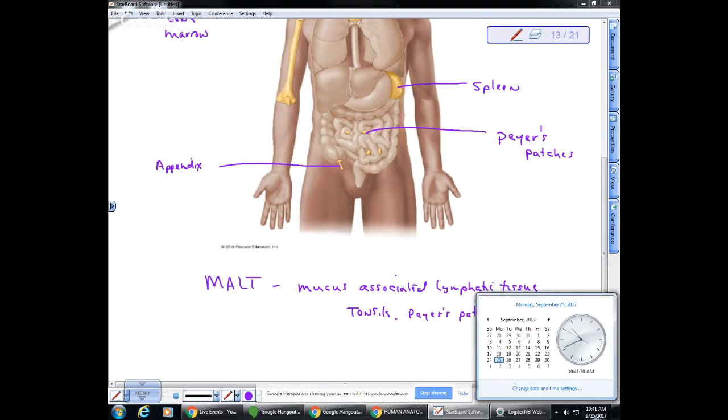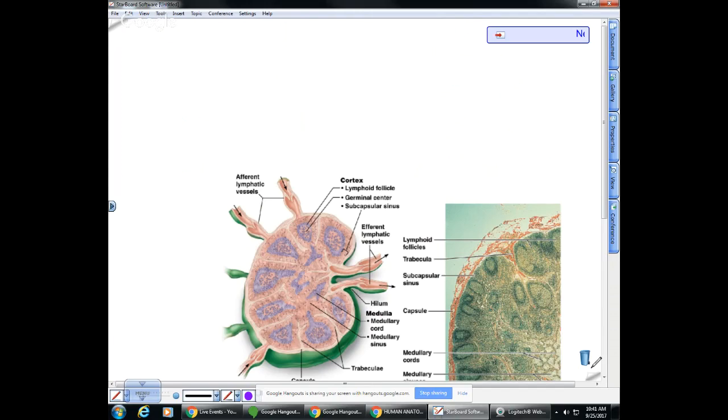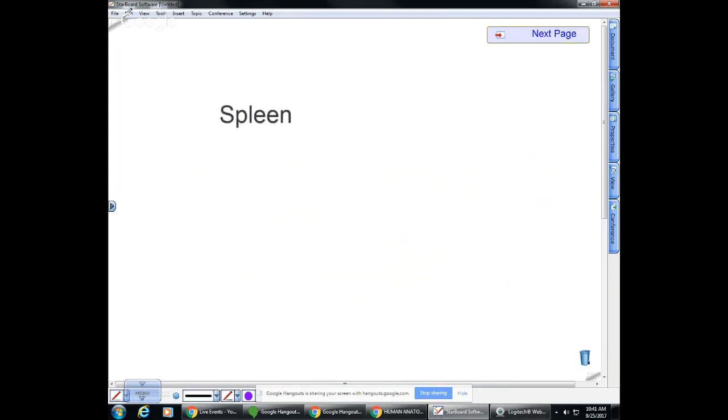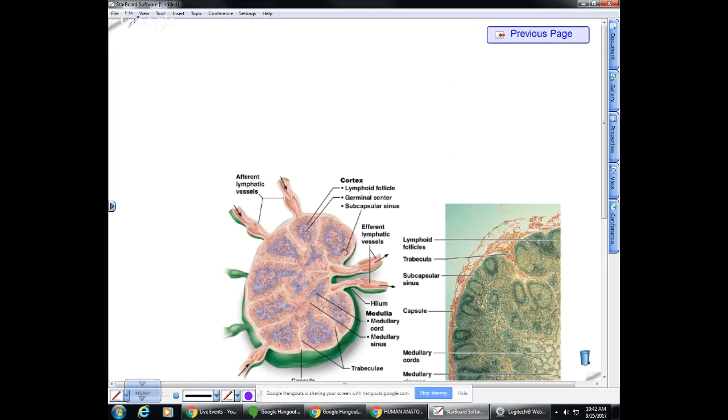Okay, you also have another image. Oops, this is the lymph, oops, I don't have that image. Sorry, I don't have the image that's at the bottom of that page, but you can probably figure it out.